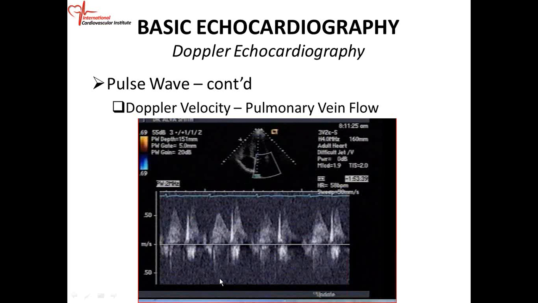So you have a systolic component, a diastolic component, but when the atrium contracts, it pushes blood backwards, so it moves away from the transducer. So you have a systolic, a diastolic, and an atrial reversal. Because when the atrium contracts, it pushes the blood back into the pulmonary vein, so it's moving away from the transducer. Any questions there? So it all depends on whether the blood is moving towards or away from the transducer.